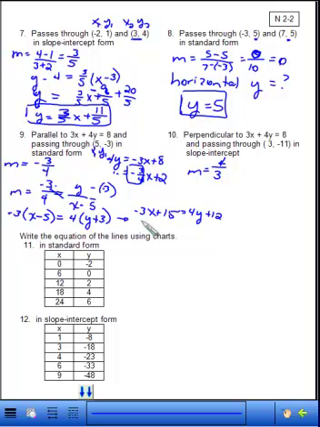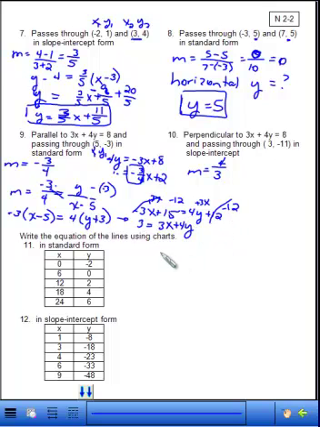Now we need to get our x's and y's together. So I want my x to be positive, so I'm going to move that over here. I'm going to add 3x to both sides. And I'll subtract 12 from both sides. Okay, so that adds to be 0. This is 3 equals 3x plus 4y.